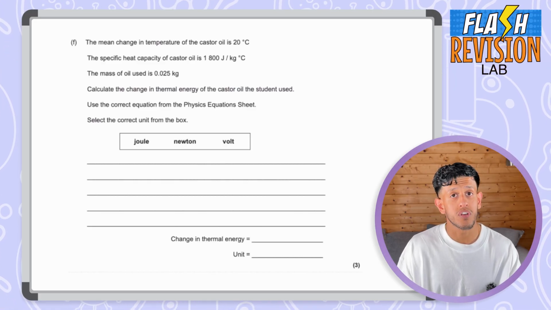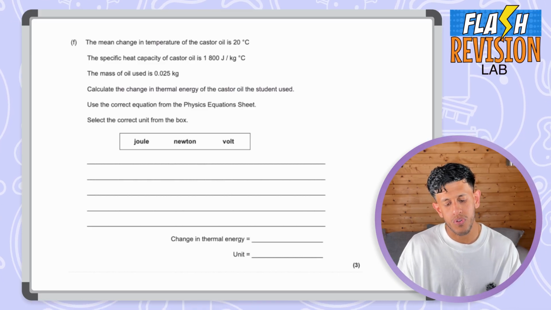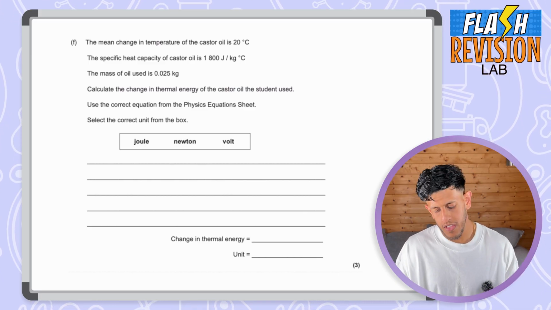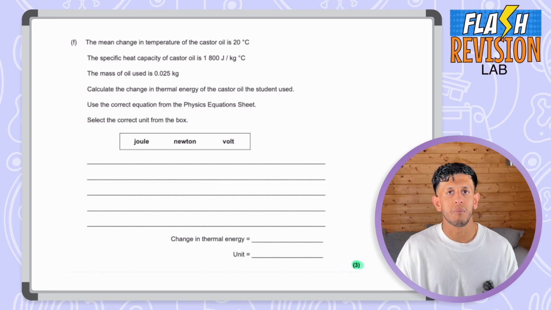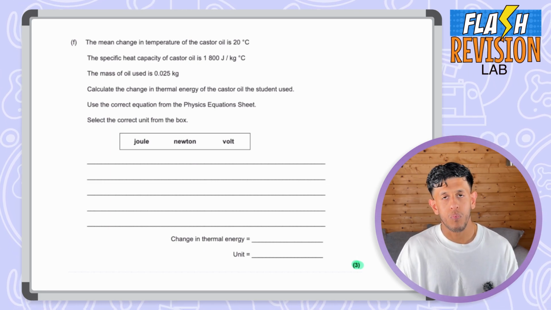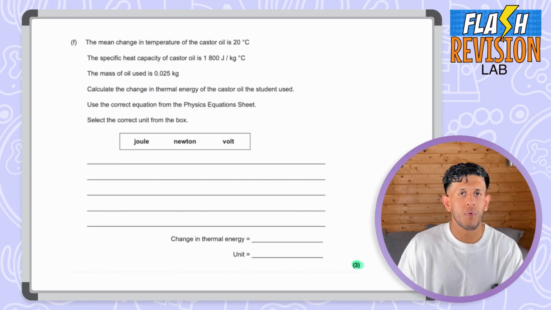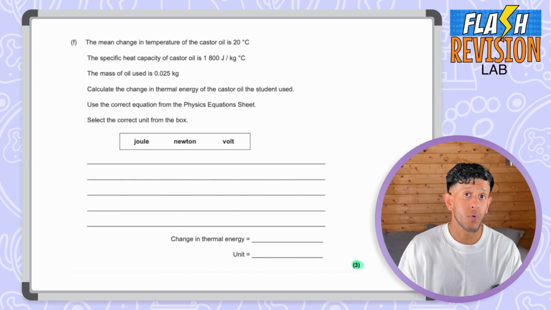And it tells us to use the correct equation from the physics equation sheet. And it also says to select the correct unit from the box. So this question, you can see, is for 3 marks. So we're going to get 2 marks for the calculation, giving us the correct answer, and then 1 mark for the correct unit. So we need to identify what we have and what we need to find. That way we can determine what equation we're going to need.